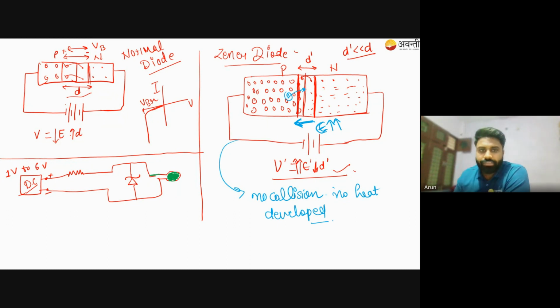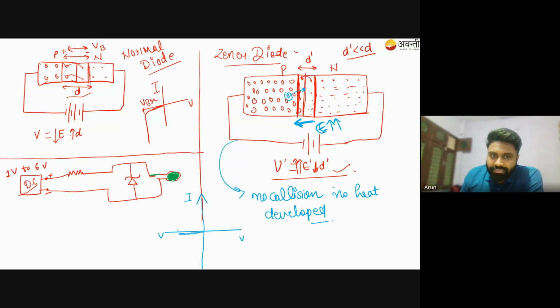Because if you see the graph of it, this is the current and this is voltage. So in reverse biasing, initially a very minor current is there. But when you reach a point which is VBR, the current will shoot up immediately. It's just a straight line. Which means if you further increase the voltage, the current will not change.